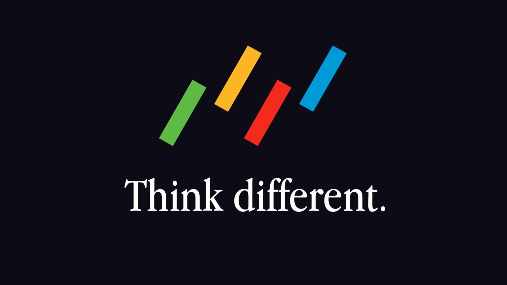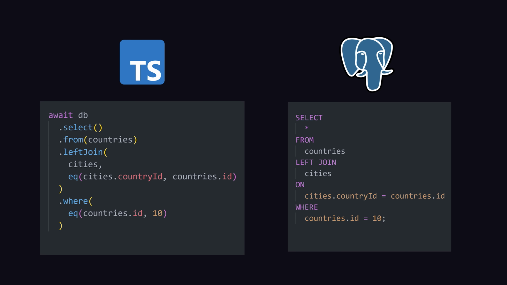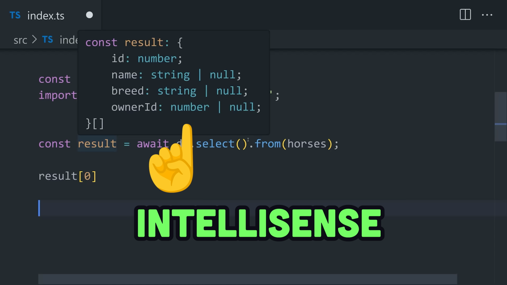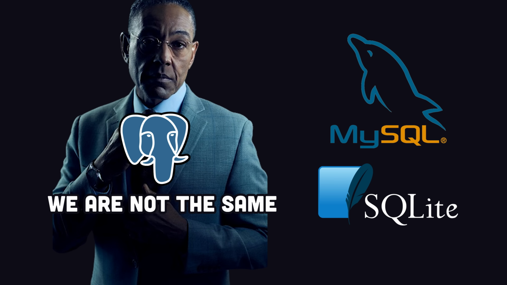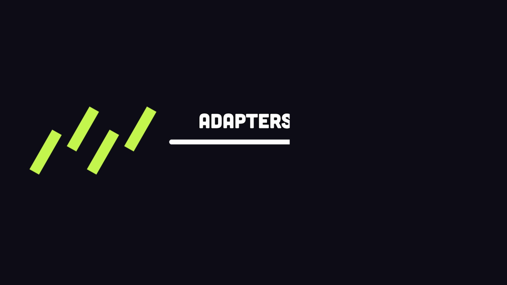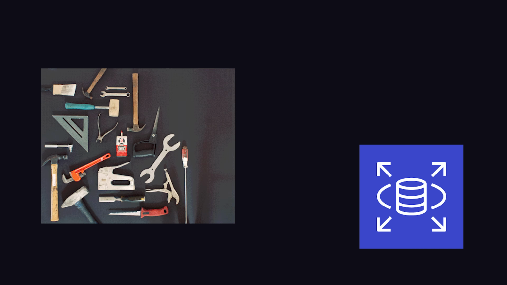Drizzle is an ORM that takes the opposite approach. It provides an API in TypeScript that closely matches the native underlying SQL code. This gives you the benefits of type safety and IntelliSense without all the crazy abstractions. But how is that possible when every database is different? Instead of trying to jam everything into a single API, Drizzle provides dedicated adapters for each one of them, along with dedicated tools for popular cloud hosts like RDS and Neon.